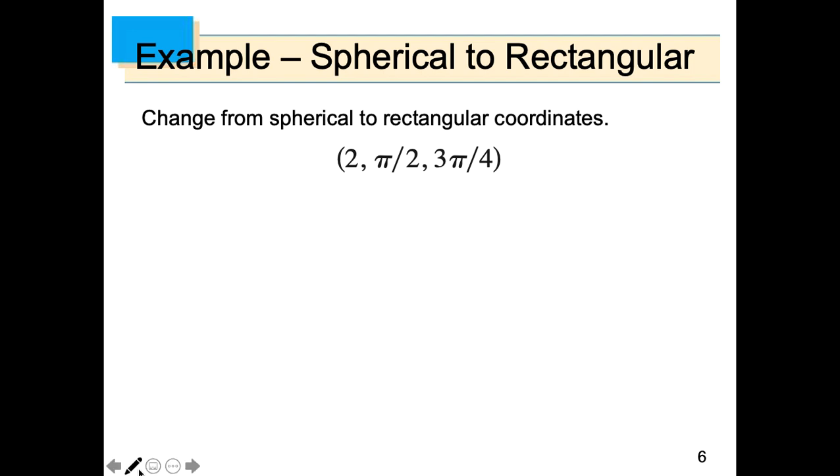So here we're going to change from spherical to rectangular. Since it's spherical, that means the given coordinates here are spherical coordinates, and we're going to change these into rectangular. Having said that, please remember, in spherical coordinates the first coordinate is rho, the second coordinate is theta, and the third coordinate is phi.